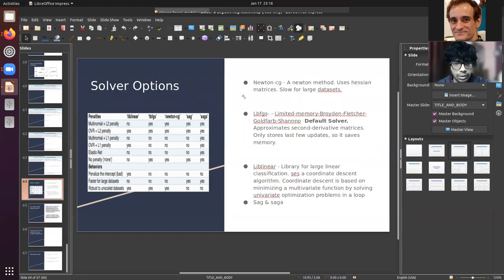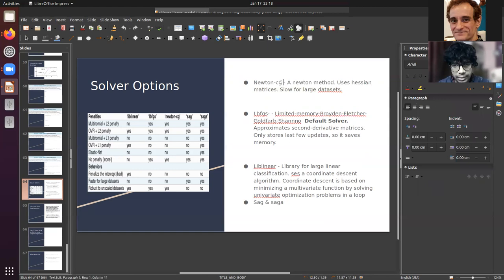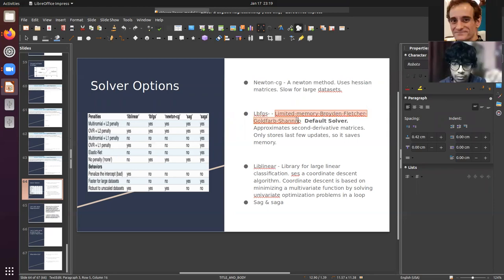So what is a solver? A solver is the one which does the solving. And there are four kinds of solvers. One is Newton-CG, the classical Newton method, not good for large data sets. The default solver is LBFGS, the full form is limited-memory Broyden, Fletcher, Goldfarb, Shanno solver. It approximates using the second derivative matrices. I don't know what it does exactly; this is on a very superficial level. If you are asked somewhere, you must know at a superficial level. Liblinear is a very popular alternative to LBFGS. Liblinear is for very large data set classification and uses a coordinate descent algorithm. Coordinate descent is based on minimizing a variation function.